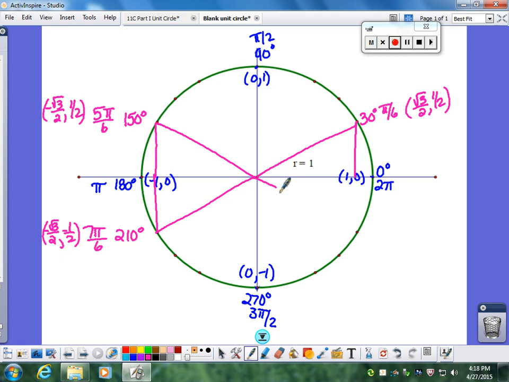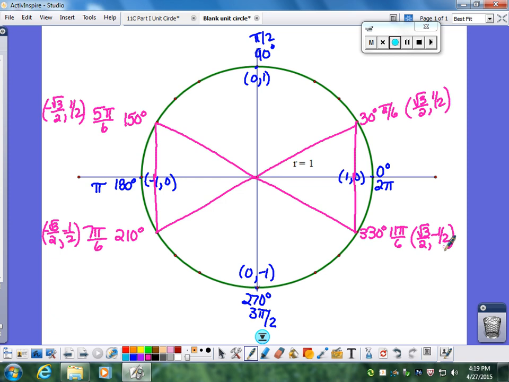And then finally in our fourth quadrant, we want a reference angle of 30 degrees. All right, what were we? We're 7, 8, 9, 10, 11. 11 times 30 is 330, or 11 pi over 6. And our coordinate here is positive, negative. So square root of 3 over 2, negative 1/2.